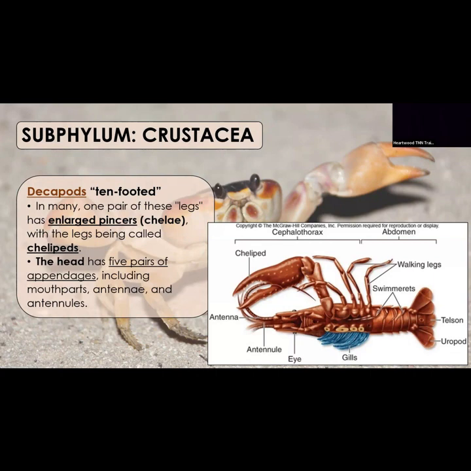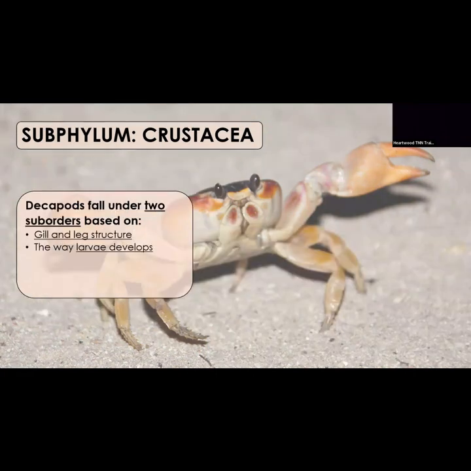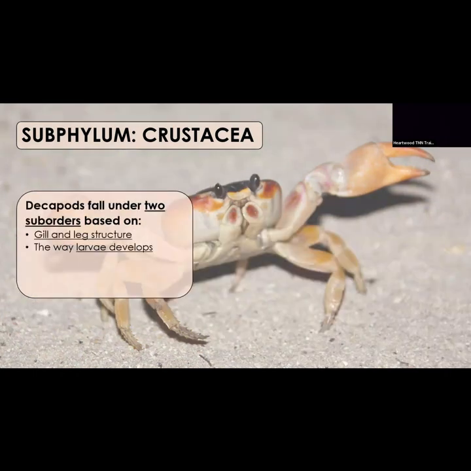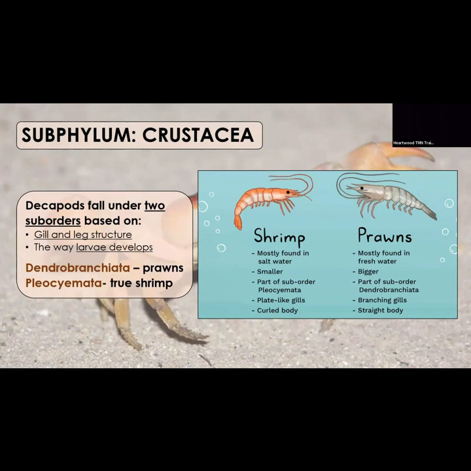So the head has 5 pairs of appendages. 4 to walk on, so you've got 5 visible pairs, and then it's also got modified appendages that become antennae and all of these other things. That's decapods. Main thing, 10 feet, often have pinchers. A lot of the time, that's where your shrimp and your prawns fall in.